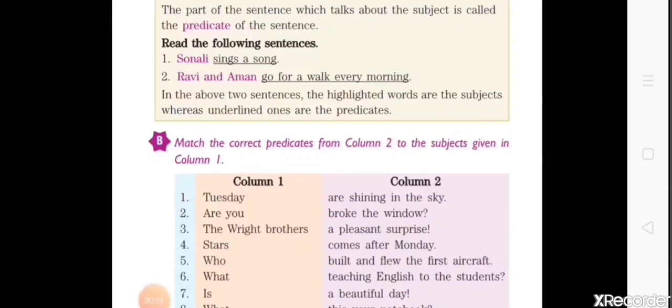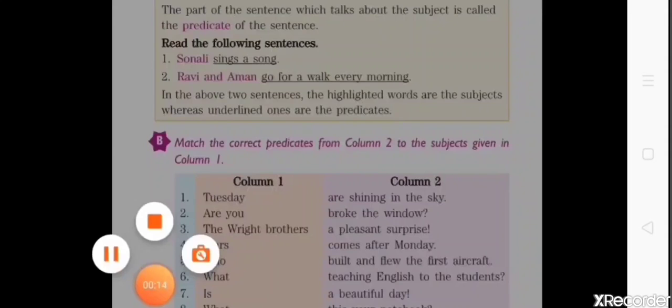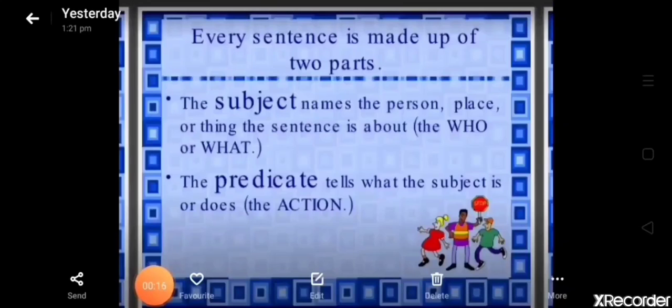Children, today I am going to discuss with you about sentence and the parts of the sentence. A sentence is a group of words that make sense. A sentence must have a subject and a verb. We divide a sentence into two parts. First is subject and second is predicate.